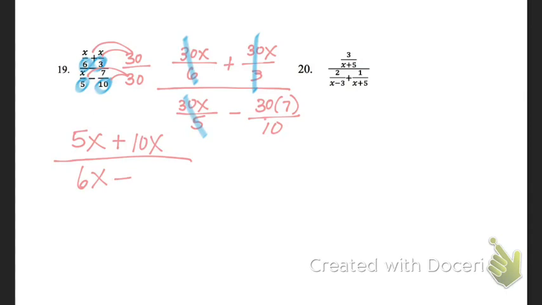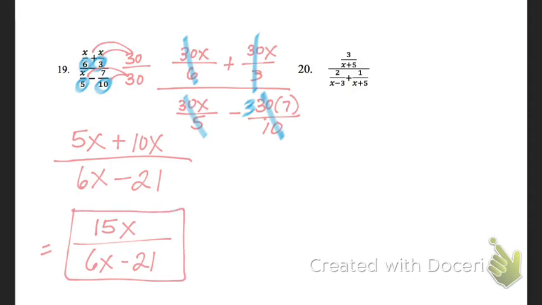And then here we've got 30 times 7 over 10. Do not multiply the 30 times 7 out. I mean, you could, I guess, but I'm going to reduce the 30 over 10 first to be what? 3. Yep, 3 over 1. And 3 times 7 is 21. From there, I can simplify the top to be what? Just 15x, and then 6x minus 21. And that is all that I can do.